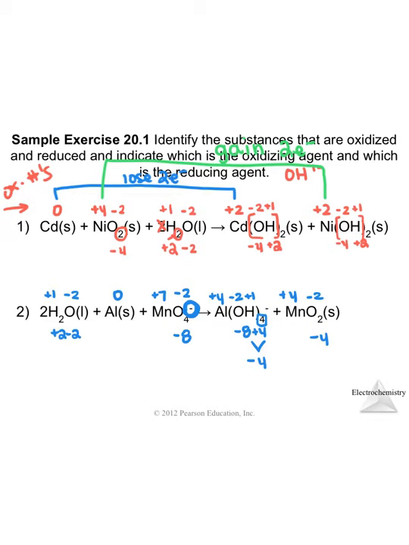And so, oh shoot, I missed this negative here. We have to keep it negative. So this one the aluminum is actually +3. And then manganate, 2 oxygens is -4, and then a +4.